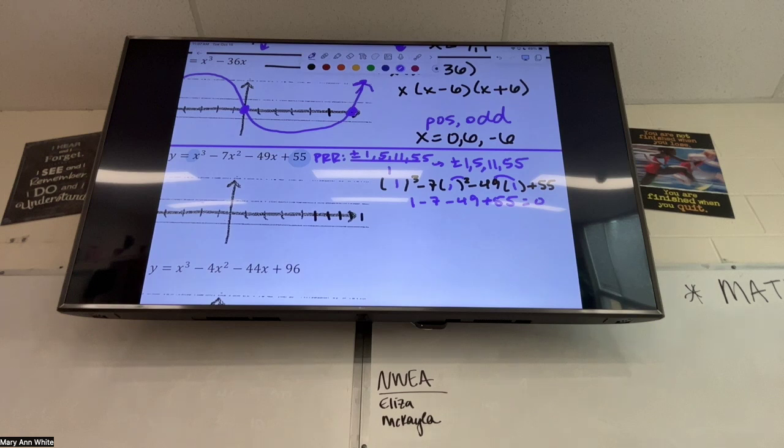Now, once we found a factor that works, I know one of my x's is going to be 1. What do I do to find my other x's? Synthetic division. 1, negative 7, negative 49, 55. Carrying down that 1. 1, negative 6, negative 55. Oh, and 0.